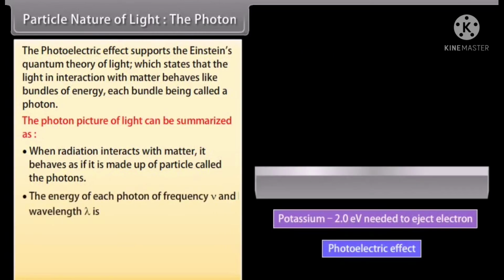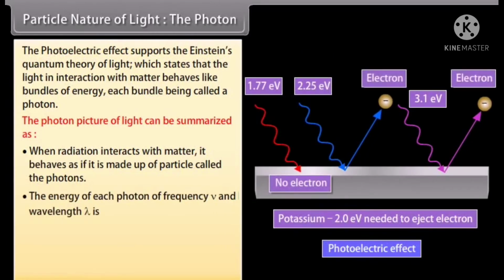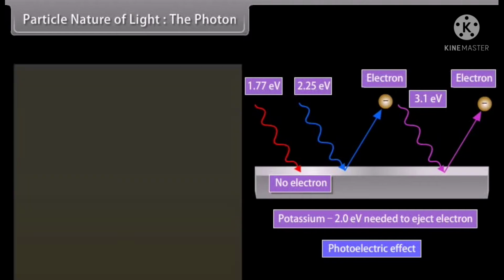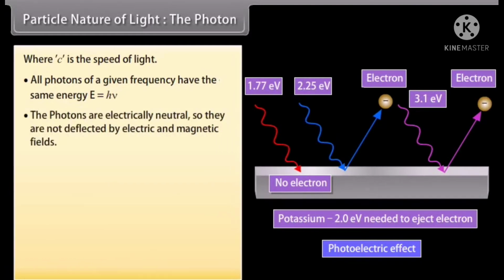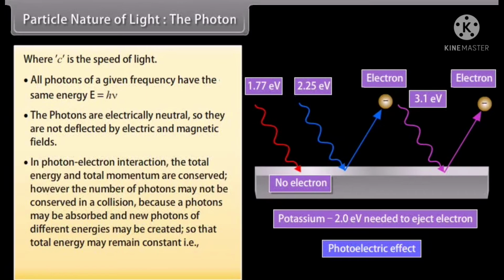The energy of each photon of frequency ν and wavelength λ is E as hν, which is equal to hc by λ. The momentum of a photon p is equal to hν by c, which equals h by λ, where c is the speed of light. All photons of a given frequency have the same energy E, which is equal to hν. The photons are electrically neutral, so they are not deflected by electric and magnetic fields. In photon-electron interaction, the total energy and total momentum are conserved.